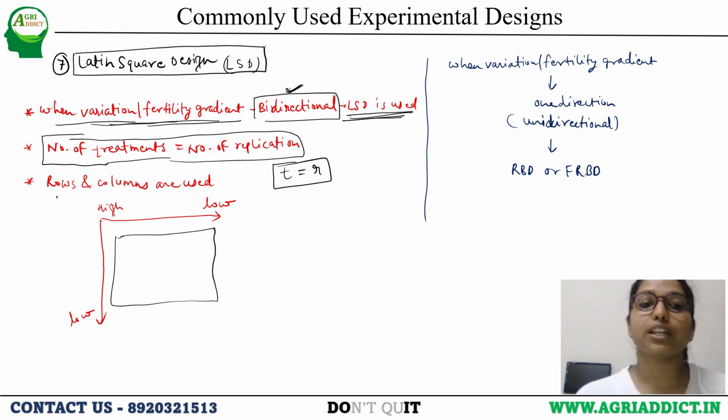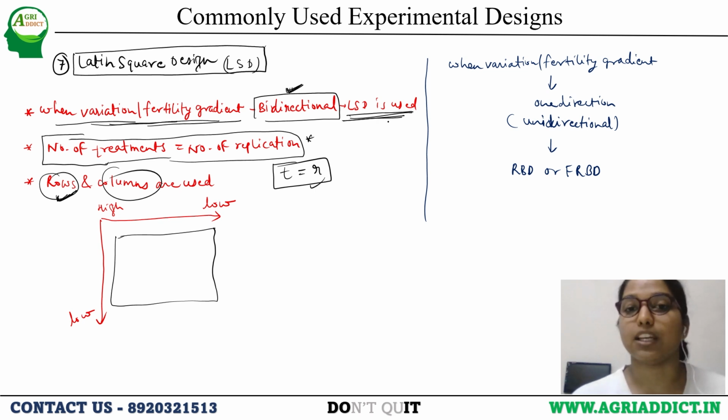Here rows and columns are used. This is also an important point. Rows and columns are used. What we have to remember is the number of treatments is equal to the number of replications. When the variation is bidirectional, then LSD, Latin square design, is used.